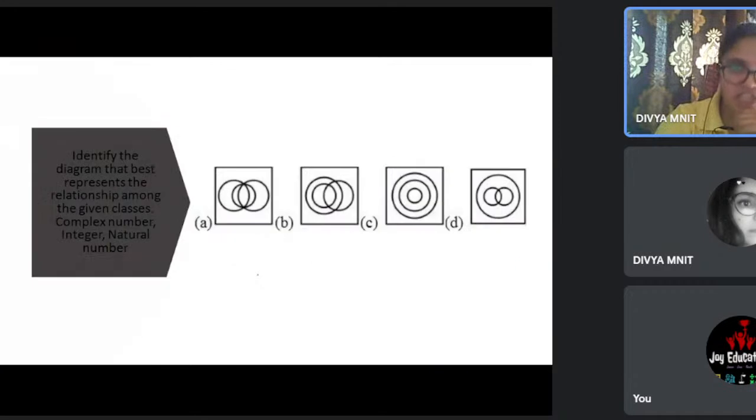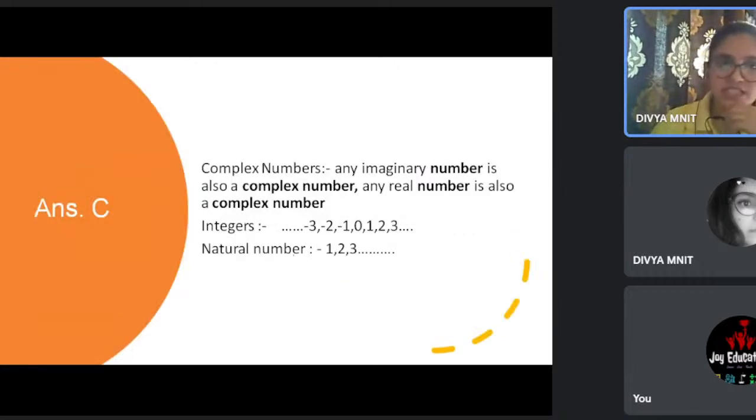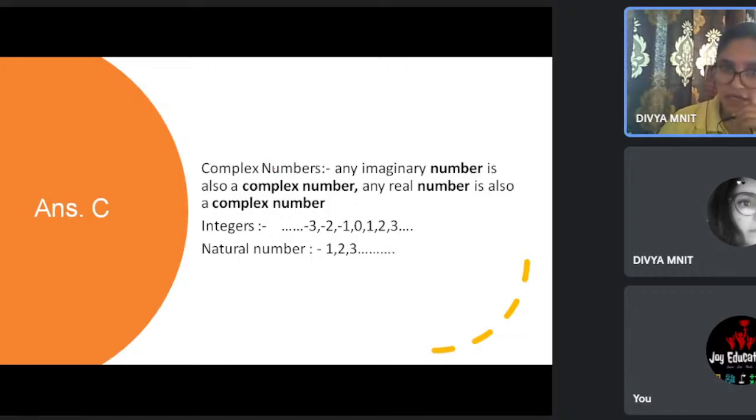Because if the natural numbers start from 1, 2, 3, and 4, then B. Okay, the answer is C. The natural numbers start from 1, 2, 3, and the integers go from negative infinity to positive infinity. And the complex numbers include all the natural numbers and integers, and also the complex numbers between two integers.